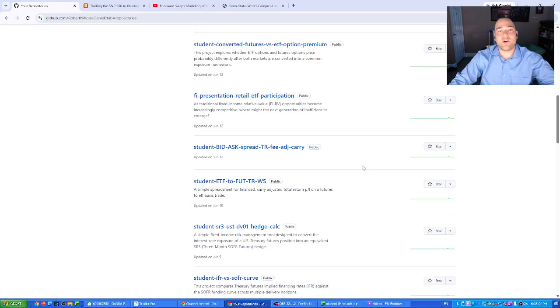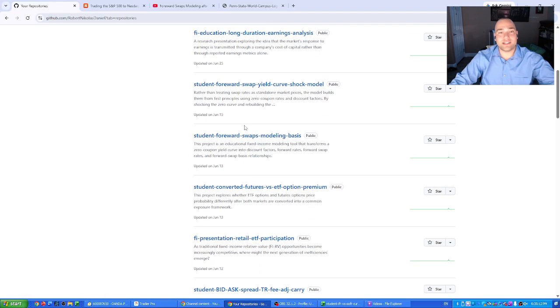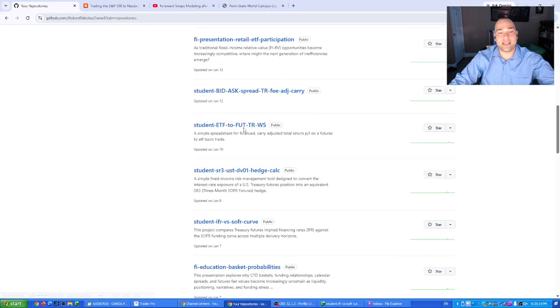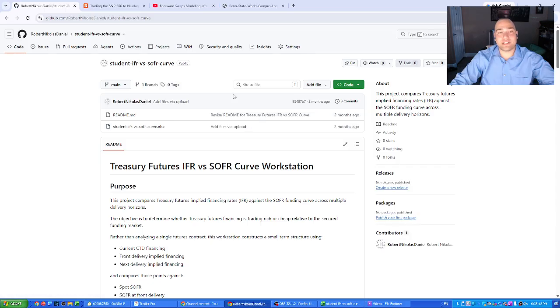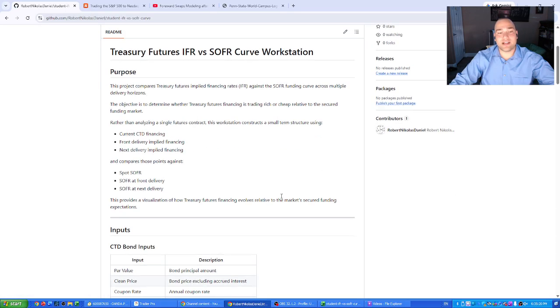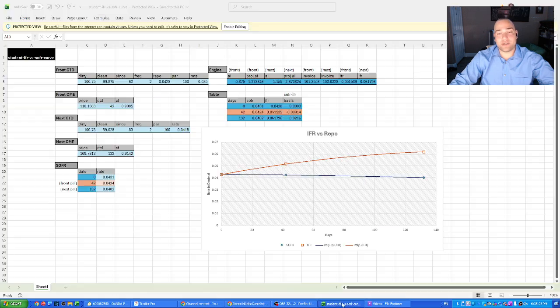I also work on interest rate, volatility, and foreign exchange quantitative projects. For instance, I have one right here: implied financing rate versus secured overnight financing rate. This was the explanation of the math that went into it, and I worked on it in an Excel spreadsheet.